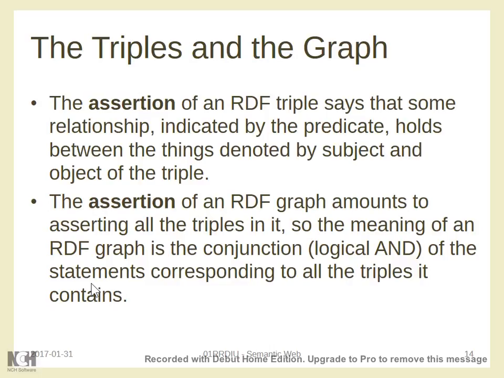Okay, but this is just a definition which is quite useless. Asserting a triple means that the relationship holds between the subject and the object. So we believe this is true. I'm asserting that. I believe it's true, or I act as if I believe it were true. Asserting a graph means asserting the conjunction of all the statements. If I give you an RDF document and say, this is my truth, I'm asserting this document, it means that every one of the triples says a little bit of information about the world, and we take the combination, the simultaneous truth of all of those.